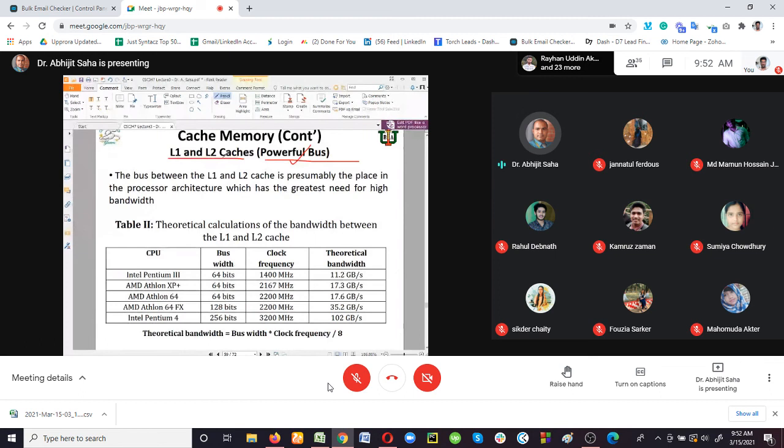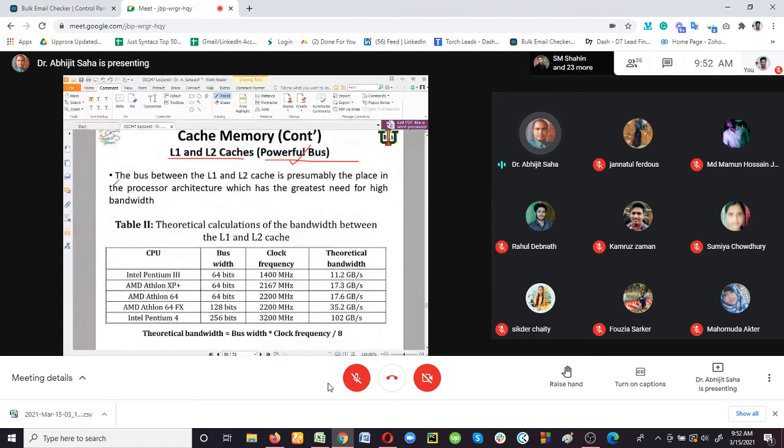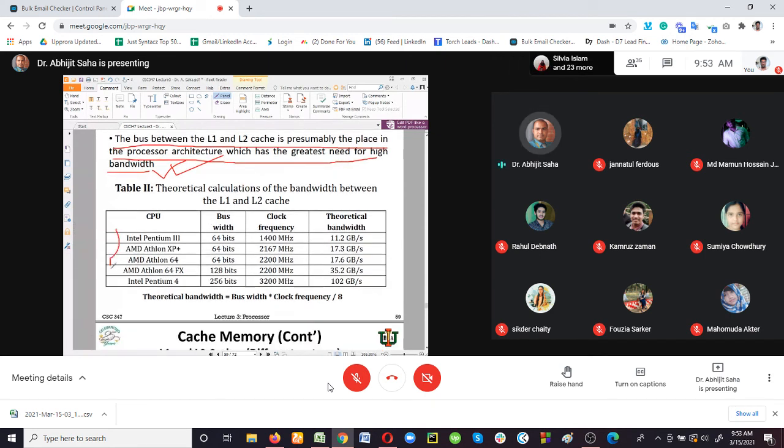So here it is talking about powerful buses for the L1 and L2 caches. It says the bus between the L1 and L2 cache is presumably the place in the processor architecture which has the greatest need for high bandwidth. So it is required that you have high bandwidth bus lines between the L1 and L2 caches. Here again it gives some of the CPU information, and it shows how the development has been done for each processor with the L1 and L2 caches.